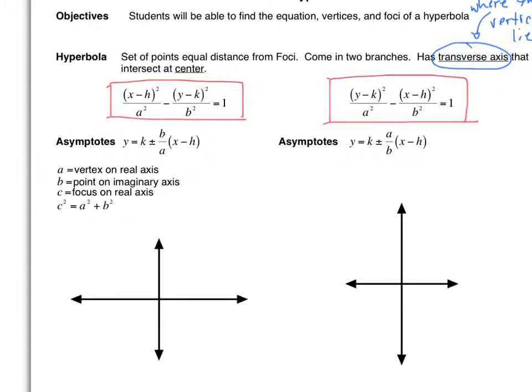Since the x comes first on this one, the transverse axis is, what direction does the x-axis go? Horizontal or vertical? Horizontal. So because the x binomial comes first, your transverse axis will be horizontal. Whereas on the second equation right here, the y binomial comes first, so your transverse axis is going to be vertical because the direction of the y-axis is vertical.